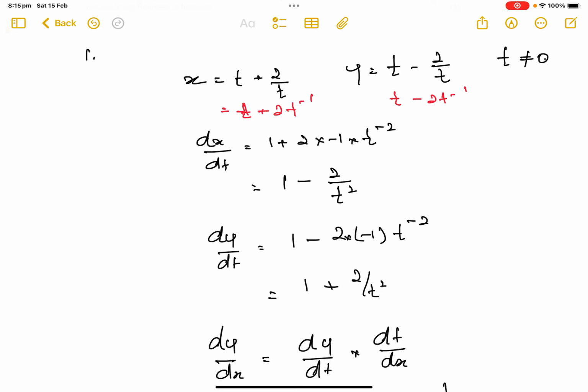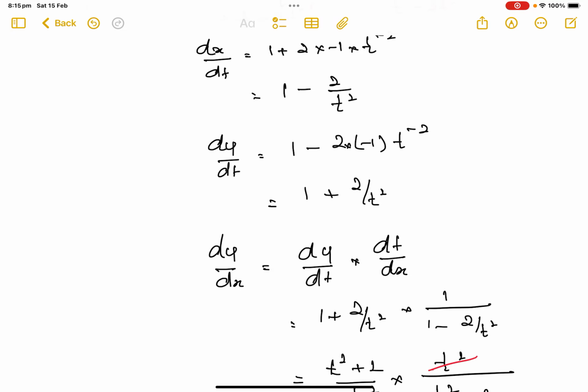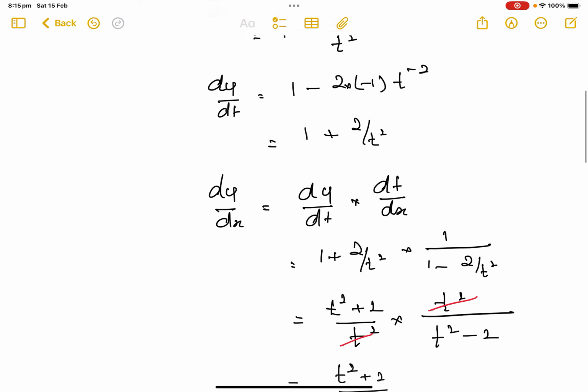dx/dt is 1 plus 2 times minus 1 times t to the power minus 2. The simplest form is 1 minus 2/t squared. And again, dy/dt is 1 minus 2 times minus 1 times t to the power minus 2. That is 1 minus minus, which is plus, so 1 plus 2/t squared.